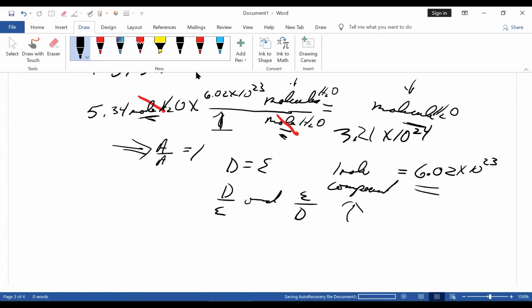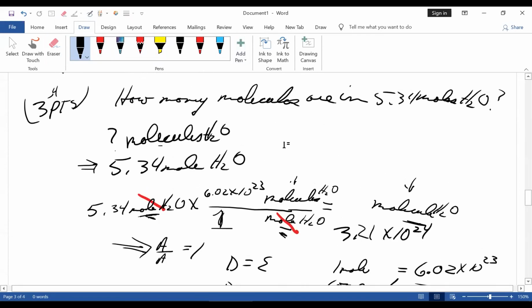Let's go through how you use unit analysis. When you have a word problem, relax, take a deep breath. The first thing you do is find out, what are you being asked to find? How many molecules of water? What are you given? 3.34 moles of water. Unit analysis.